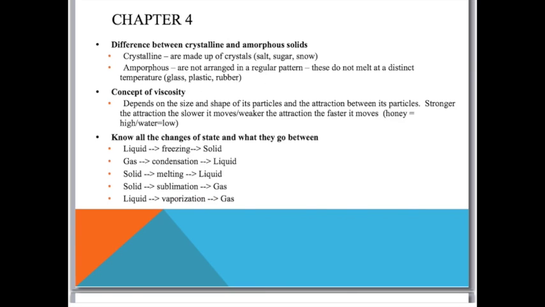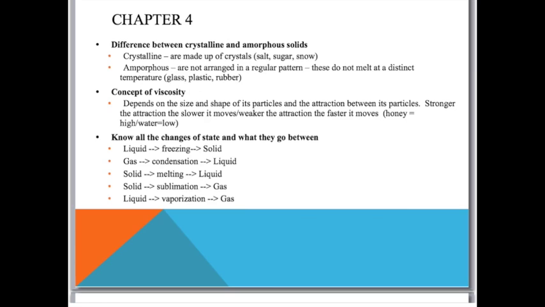The difference between crystalline and amorphous solids. Again, this was in the book, a part of your reading. Crystalline solids are made up of crystals, and you should be able to see that root word in there. Amorphous solids are not arranged in a regular pattern. They do not melt at a distinct temperature. So you have glass, plastic, and rubber as examples.